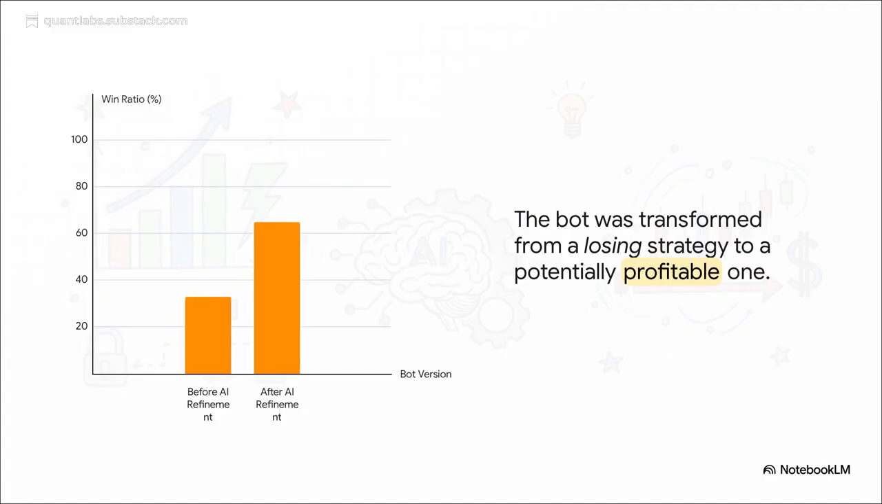And what was the result of that simple conversation? Bam! Look at that jump. The bot's projected win ratio nearly doubled. It went from a failing 33% to a potentially profitable 65%. That's a huge turnaround. A single feedback loop turned a losing strategy into a winner. That right there is the whole game.